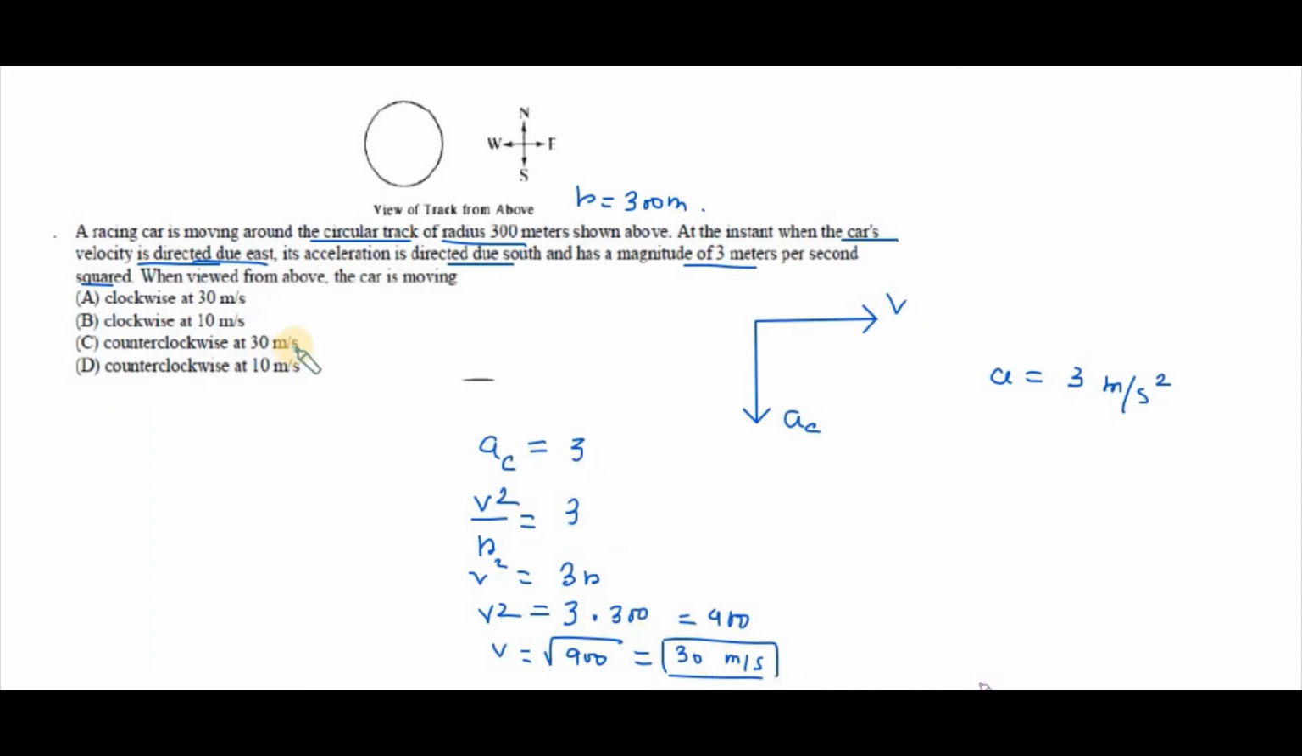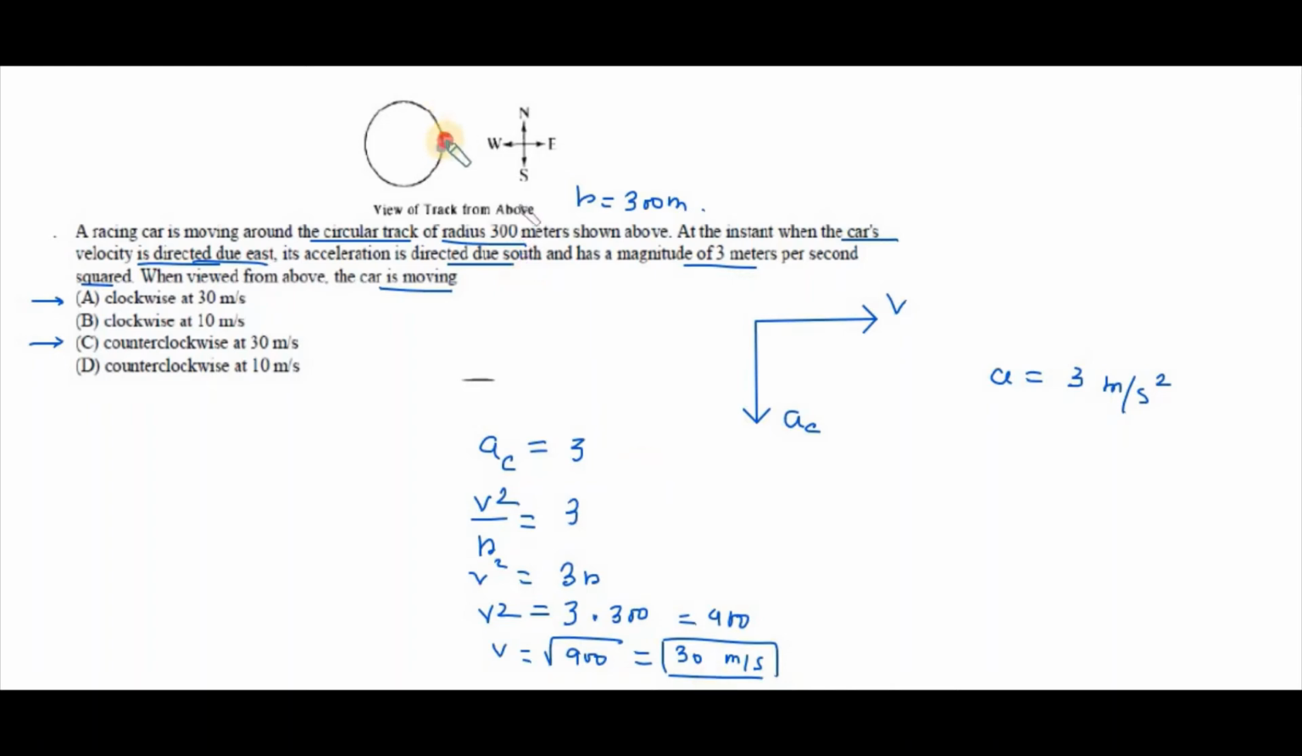Now let's look at the options. Among the four options we are having A and C, both giving the velocity as 30 meters per second. Now we have to determine whether it will be clockwise or anticlockwise. Let's consider it would be the counterclockwise direction. If it is counterclockwise, any of the positions we can consider. Let's say this position.